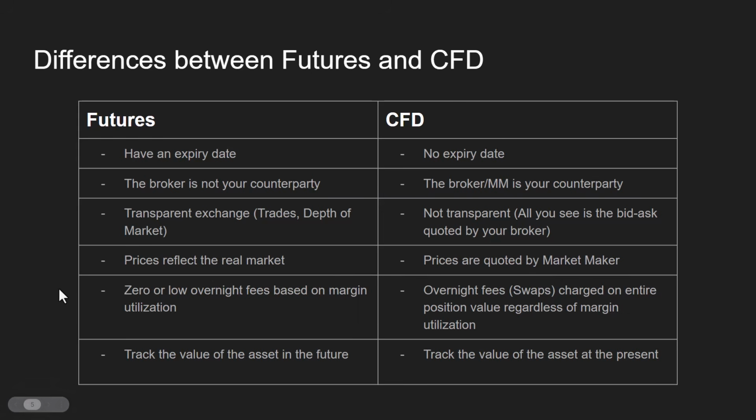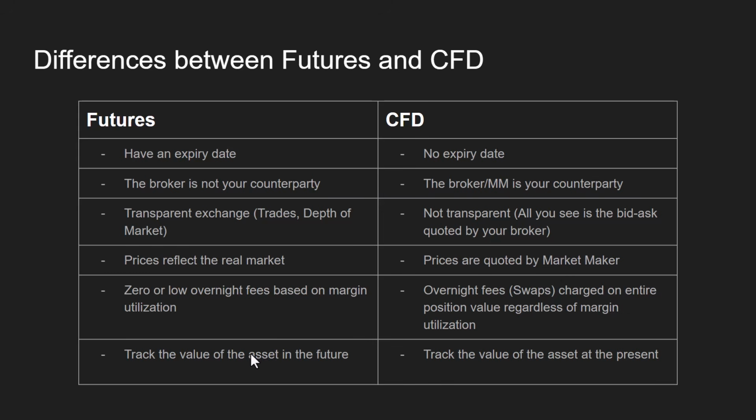Then let's talk about the overnight fees. If you trade futures, futures have zero to low overnight fees based on the margin utilization, whereas CFDs do charge overnight fees, which are also referred to as swaps. They charge swaps on the entire position value regardless of margin utilization. So when it comes to overnight holding, futures are better if you trade them long term. I'm going to show you an example later in the presentation with the exact numbers.